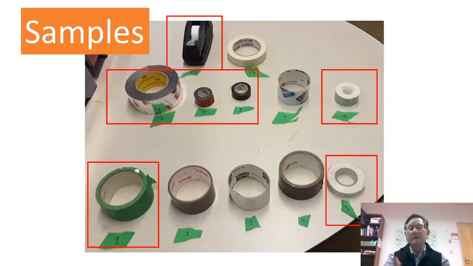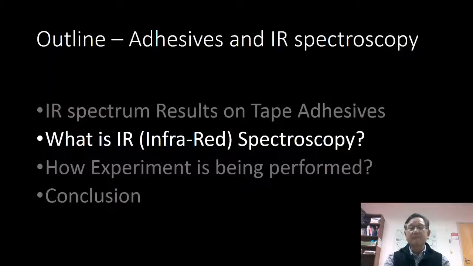So this is a mini conclusion about the tapes that we have looked at. Those in the white circles are the ones showing some peaks around 1700 in IR spectroscopy, so they are chemically similar. What that means is the ones not boxed in red are chemically different from those in the box. And I'm going to talk about what IR spectroscopy is, and show some animation showing the molecules in motion.